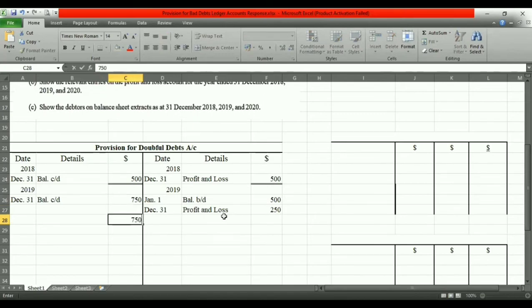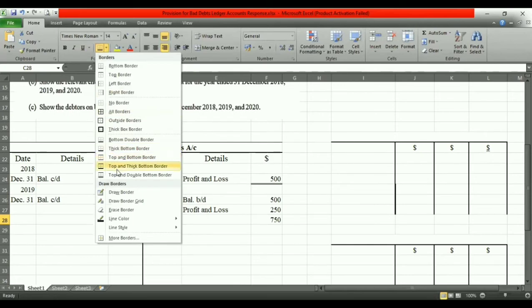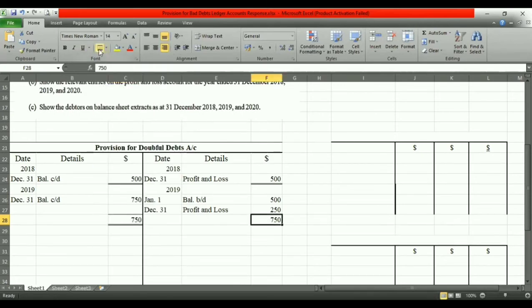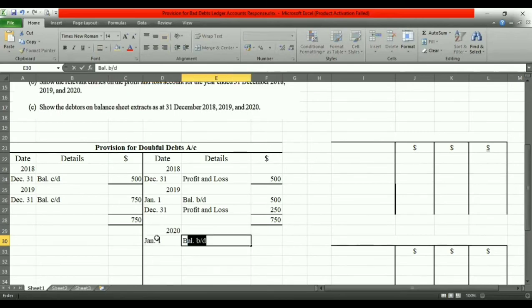Next, we're entering our totals. And your totals should have a double line below and single line above. So single line above, double line below. Don't forget that. And definitely we have to enter our brought down coming out of 2019. So that's January 1, details balance brought down and the amount, same thing as your carry down, which is 750.